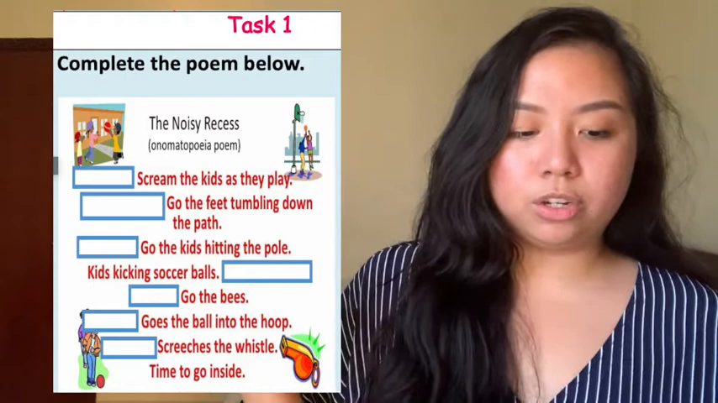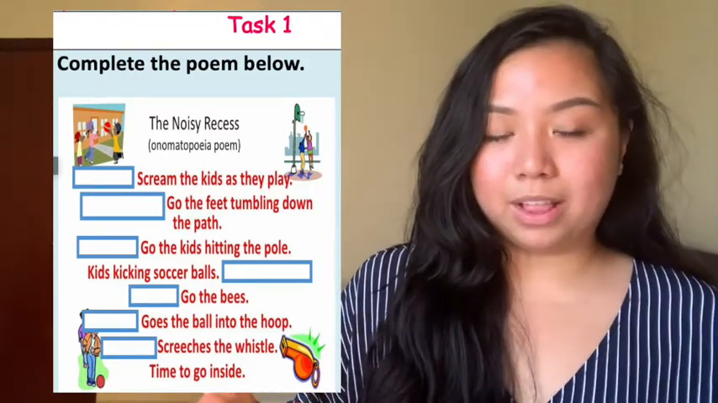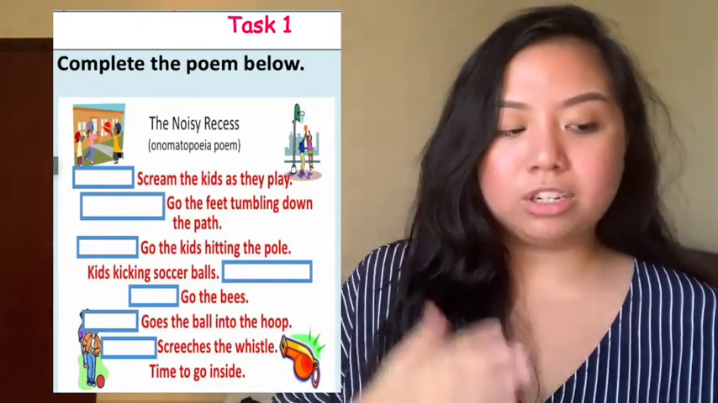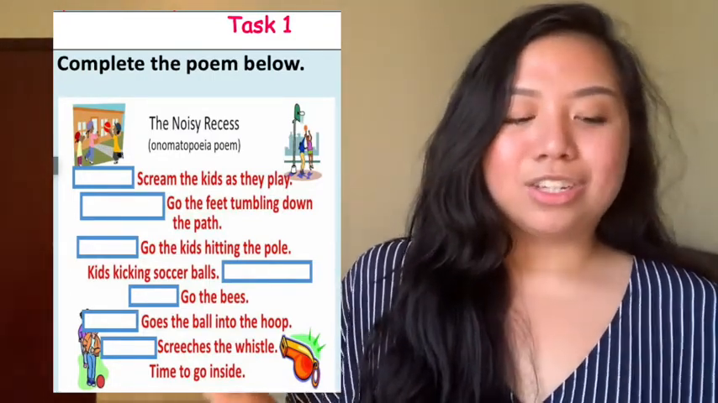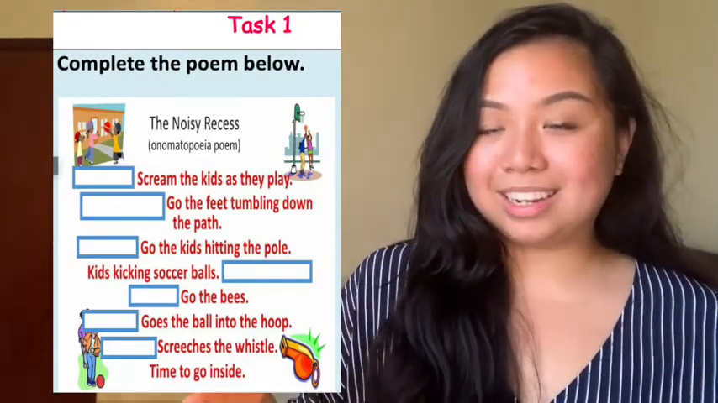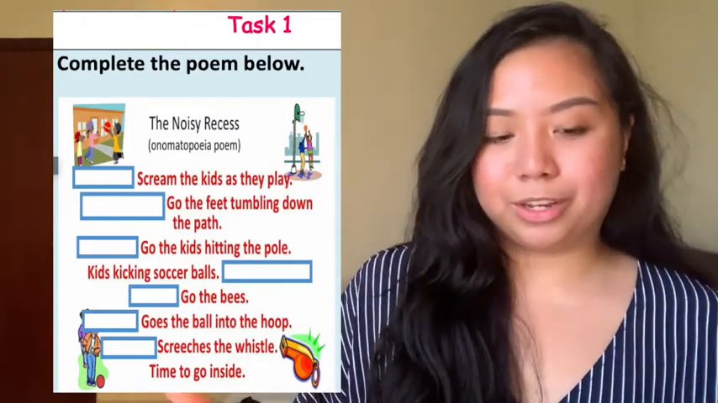So this is the noisy recess. You're just going to complete the poem. As you can see, there are some boxes in there that you can fill with your own sound. So for example, "something," scream the kids as they play. Originally, it says, ah! But for your side, it's entirely up to you. So just fill that out and then post it on Class Dojo when you're done.